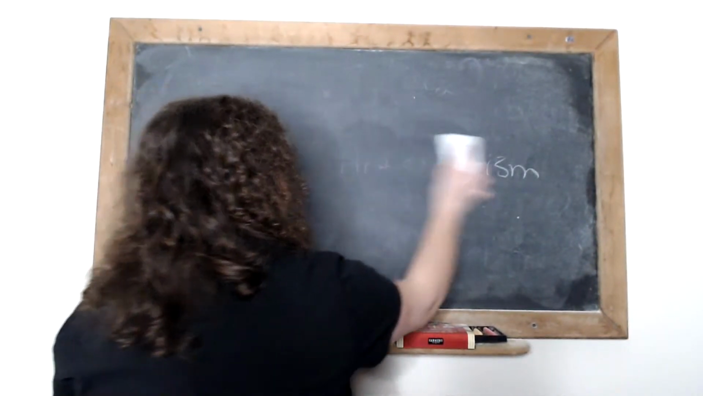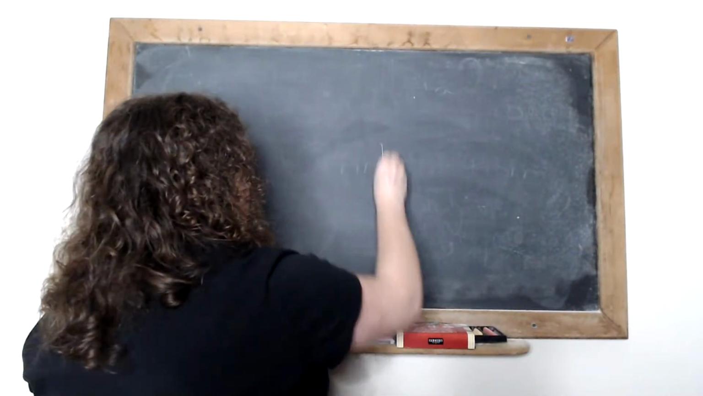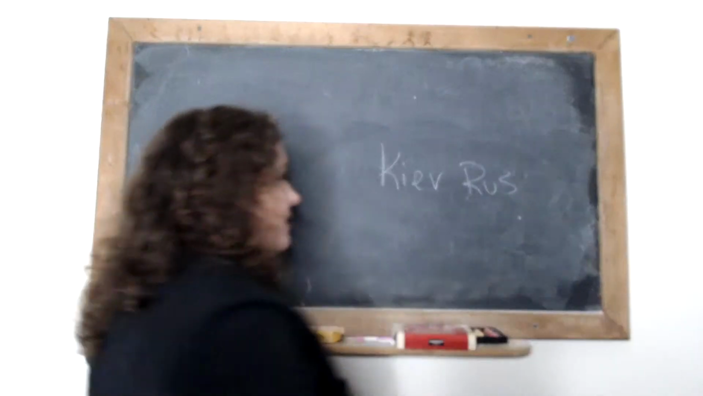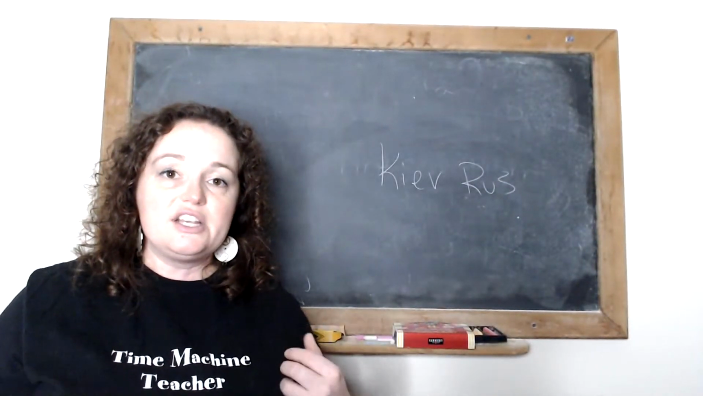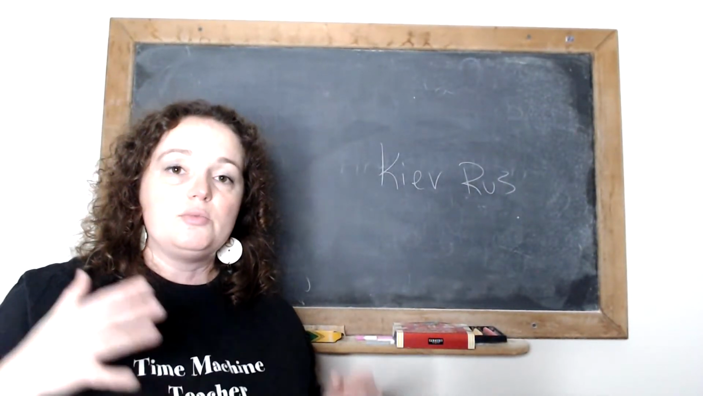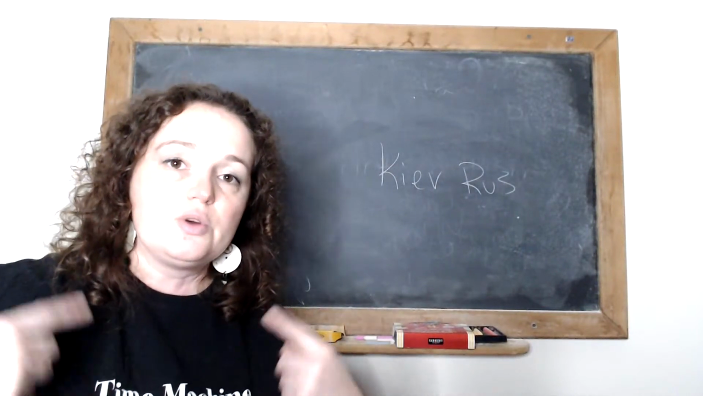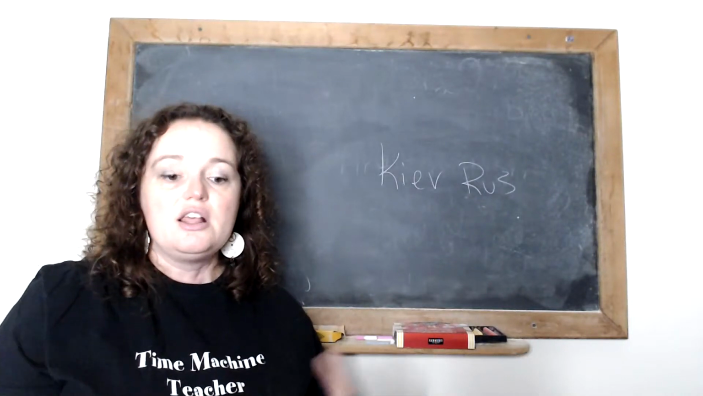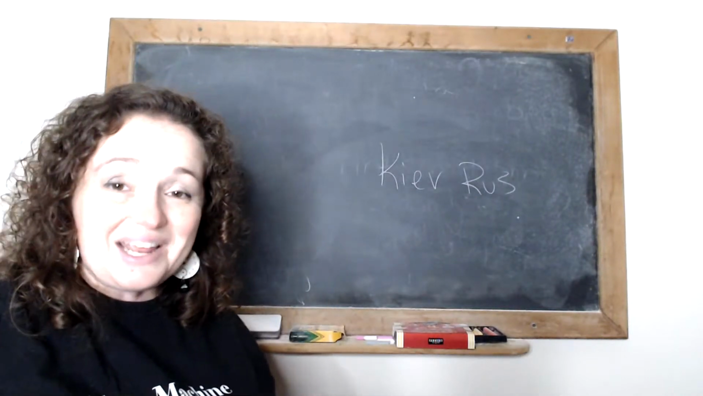Also, we have Kiev Rus. Kiev Rus will later become Russia. The importance here that you need to know is that, remember, the prince turns Orthodox Christian, and Kiev Rus becomes Orthodox Christian like the Byzantine Empire.